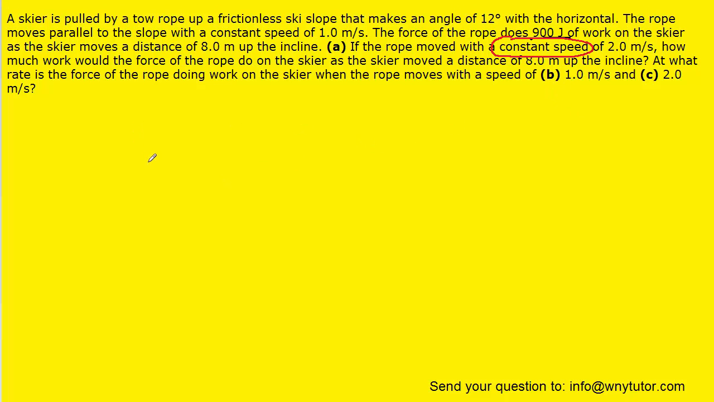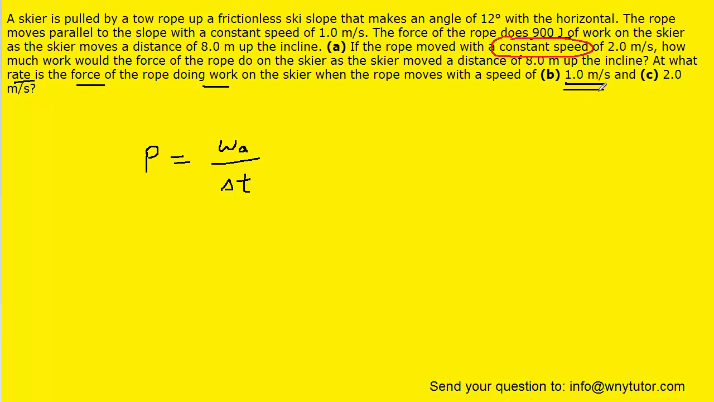Now, for part B of the question, we know that we can calculate the rate that a force is doing work on an object, because that's the same thing as power. And we know that power is equal to the work done by that force divided by the change in time. Now, we've already figured out the work done by the applied force. It's that 900 joules. What's perhaps less obvious is the change in time.